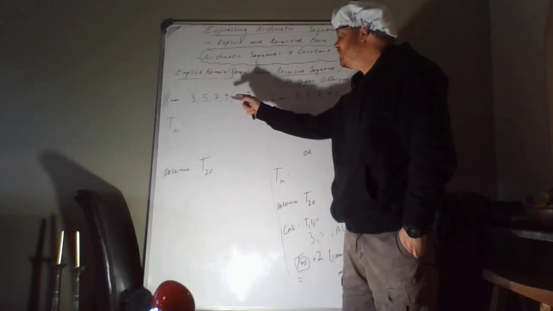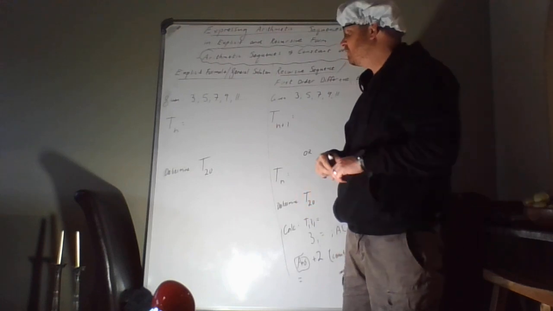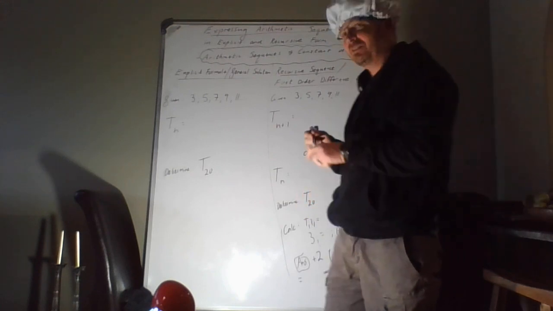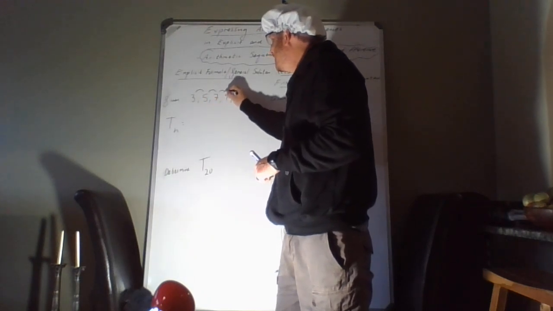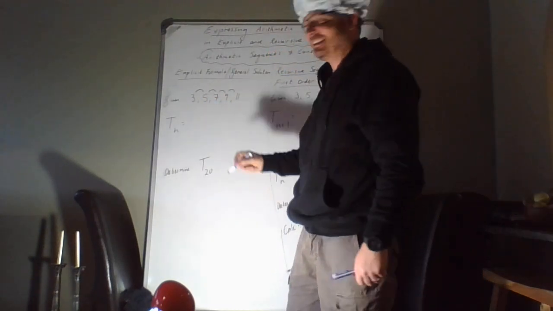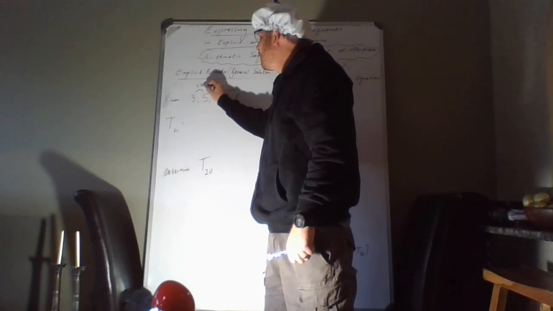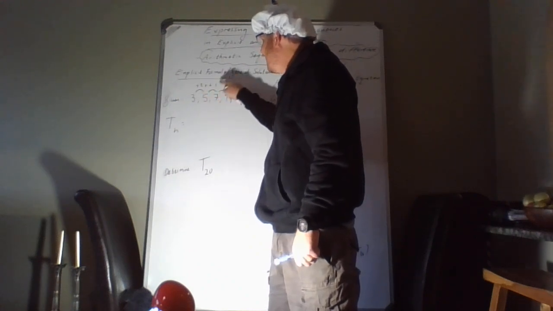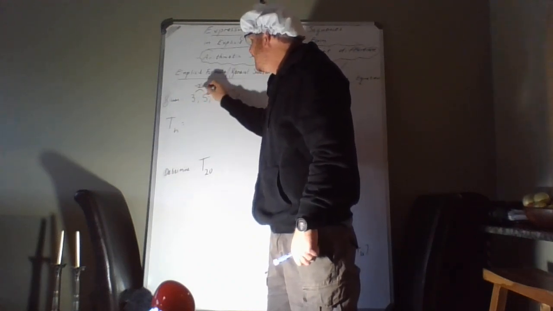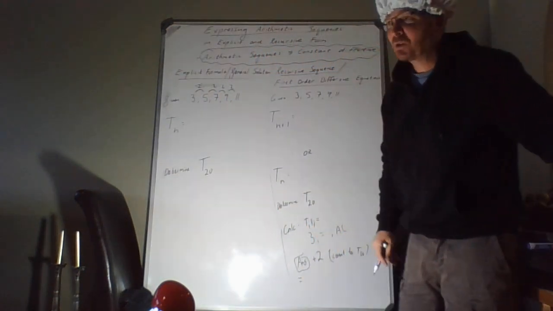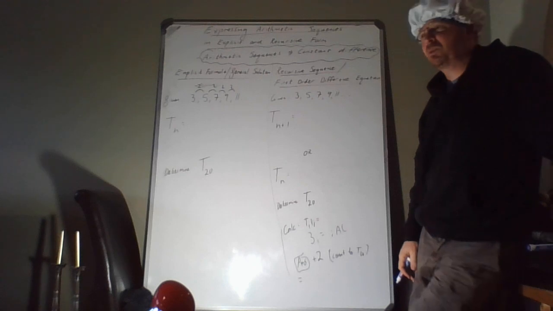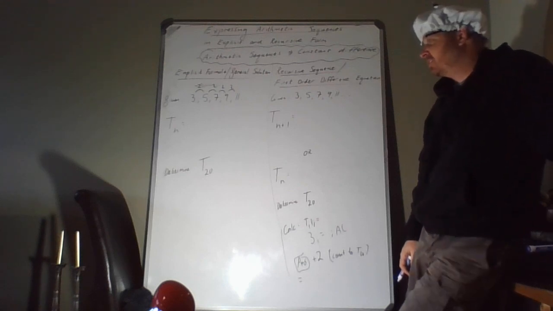Right. So I've got 3, 5, 7, 9, and 11. First of all, why is this an arithmetic sequence? Okay. 3, 5, 7, 9, 11. So what are you doing to get from one term to the next? You are adding 2 in each case. So that's why that's called an arithmetic sequence. It's also known as a linear sequence because if you plotted it, it generates a straight line graph.